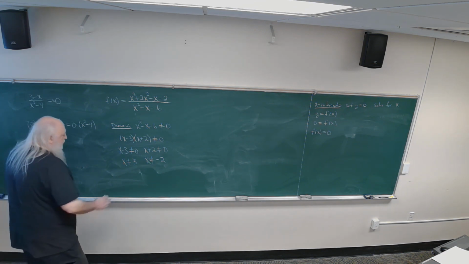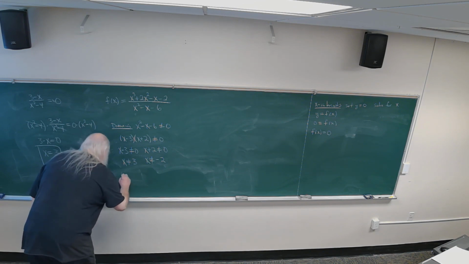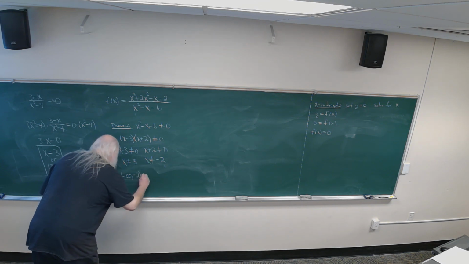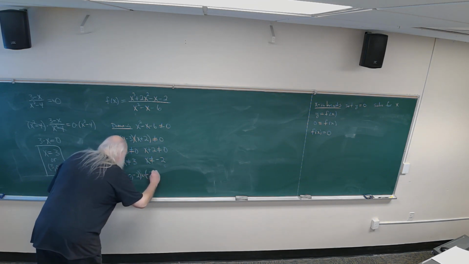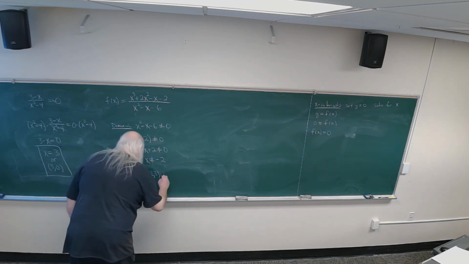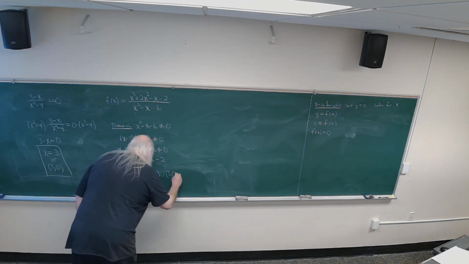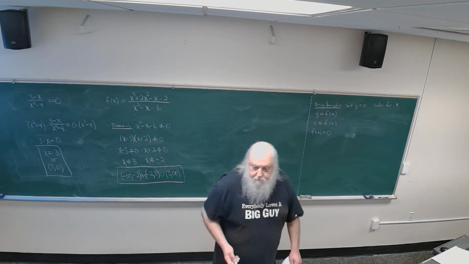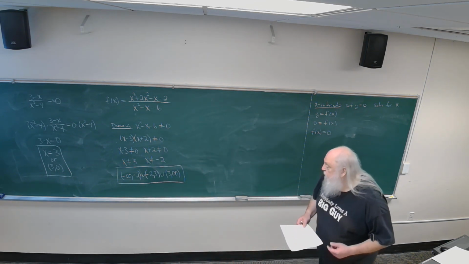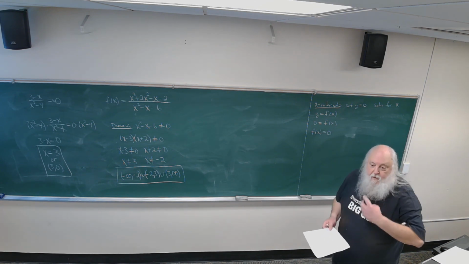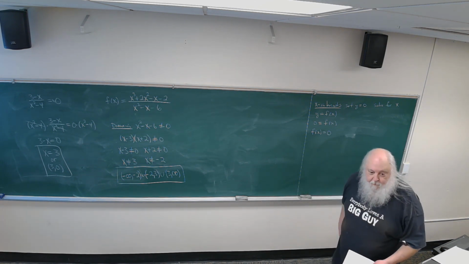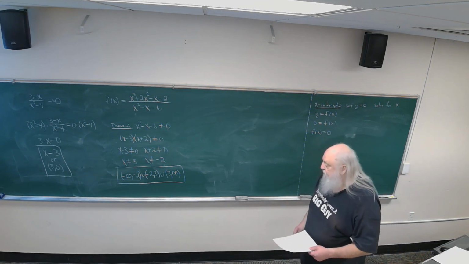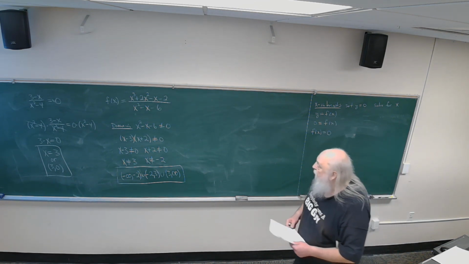So the domain in interval notation is minus infinity to -2 union -2 to 3 union 3 to infinity. Okay. All this should be old hat, right? Math is cumulative, right? So we were doing this way back when, okay? Reviewing this, okay? All right.